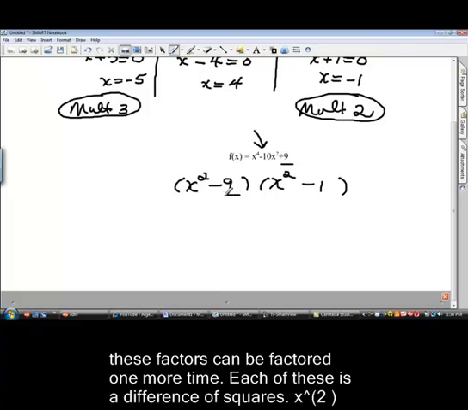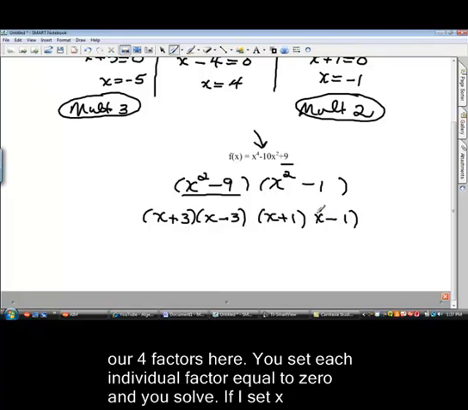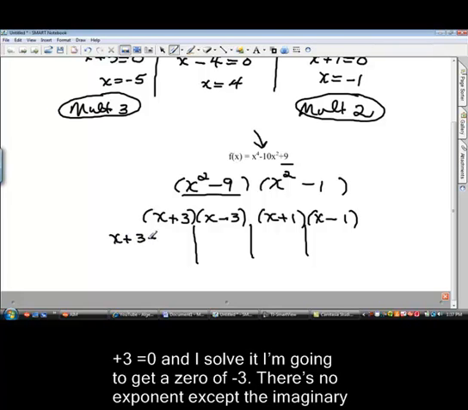Now, each of these factors can be factored one more time. Each of these is a difference of squares. x squared minus 9 can be factored into x plus 3 times x minus 3. And x squared minus 1 can be factored into x plus 1 times x minus 1. So now we have our 4 factors here. You set each individual factor equal to 0 and you solve. If I set x plus 3 equal to 0 and I solve it, I'm going to get a 0 of negative 3.